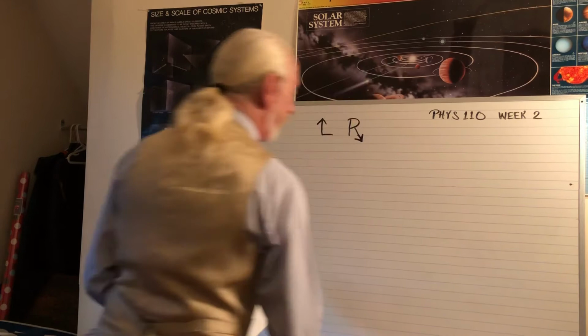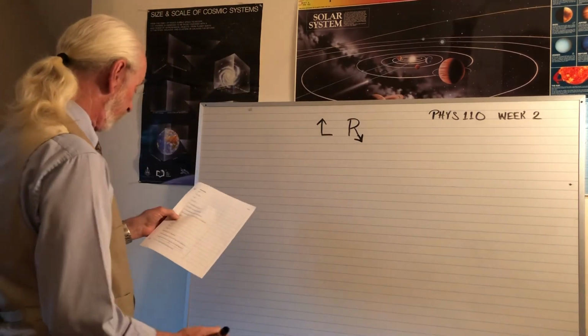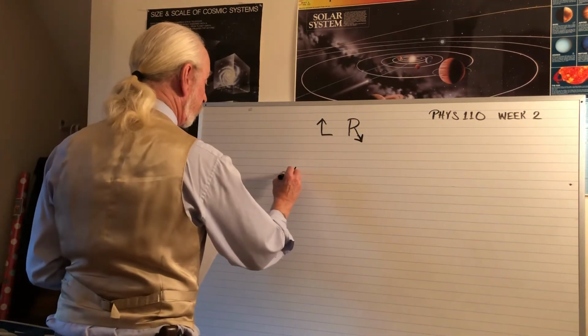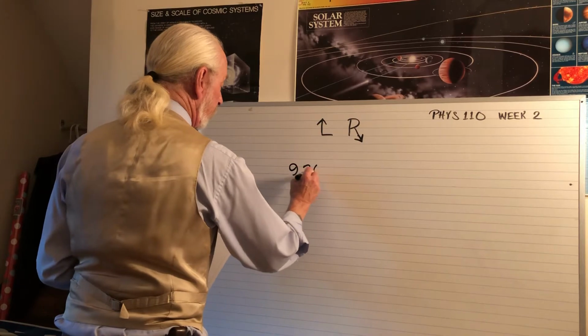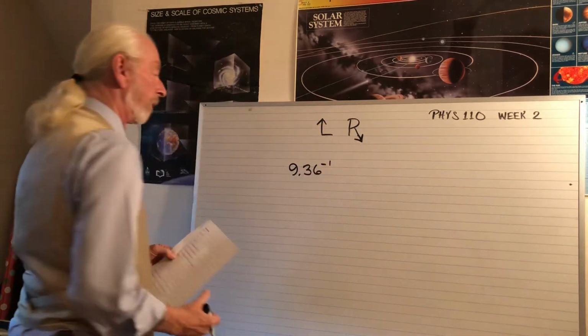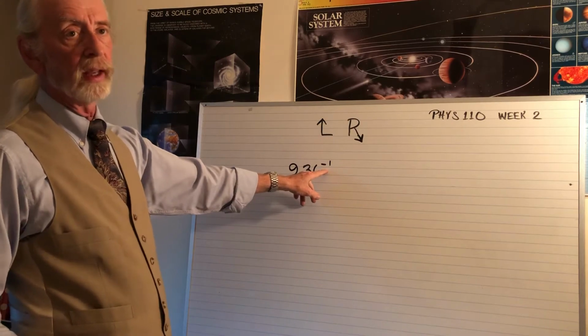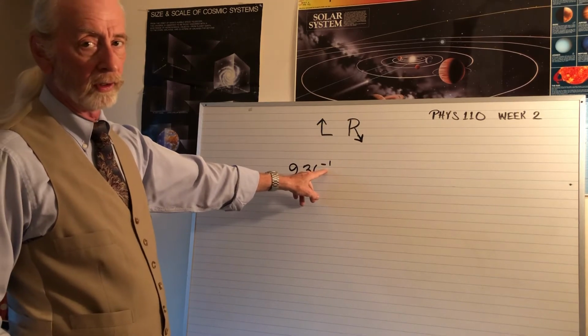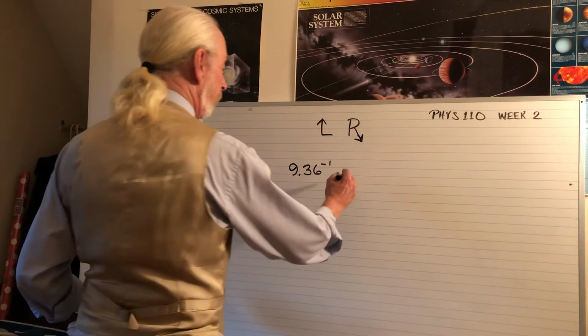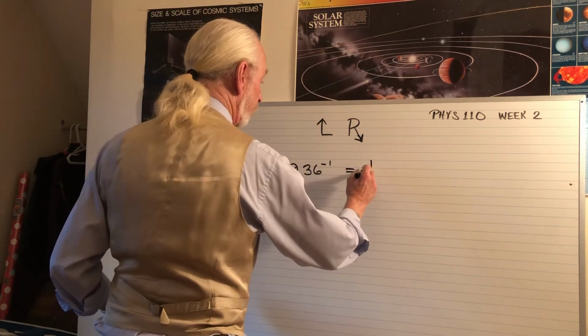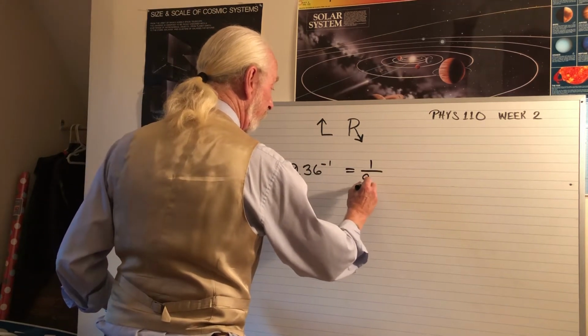9.36 to the negative 1. I deliberately put that one in there to see if anybody got tripped up. Remember, a negative exponent means you're dealing with a fraction. So that means it's 1 over 9.36.